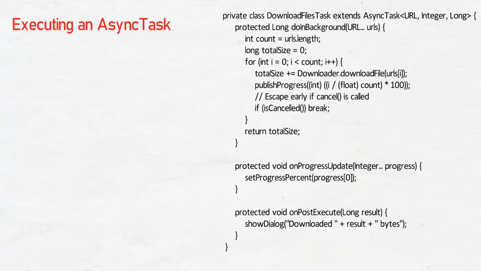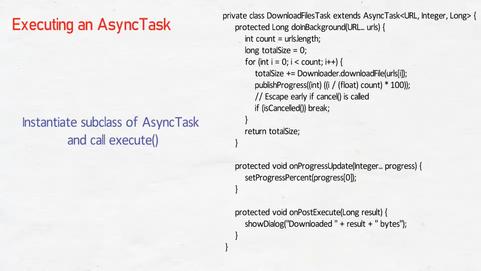After you define a subclass of async task, instantiate it on the UI thread. Then call execute on the instance passing in any number of parameters. For example, to execute the download files task defined in the previous video, use the following line of code.